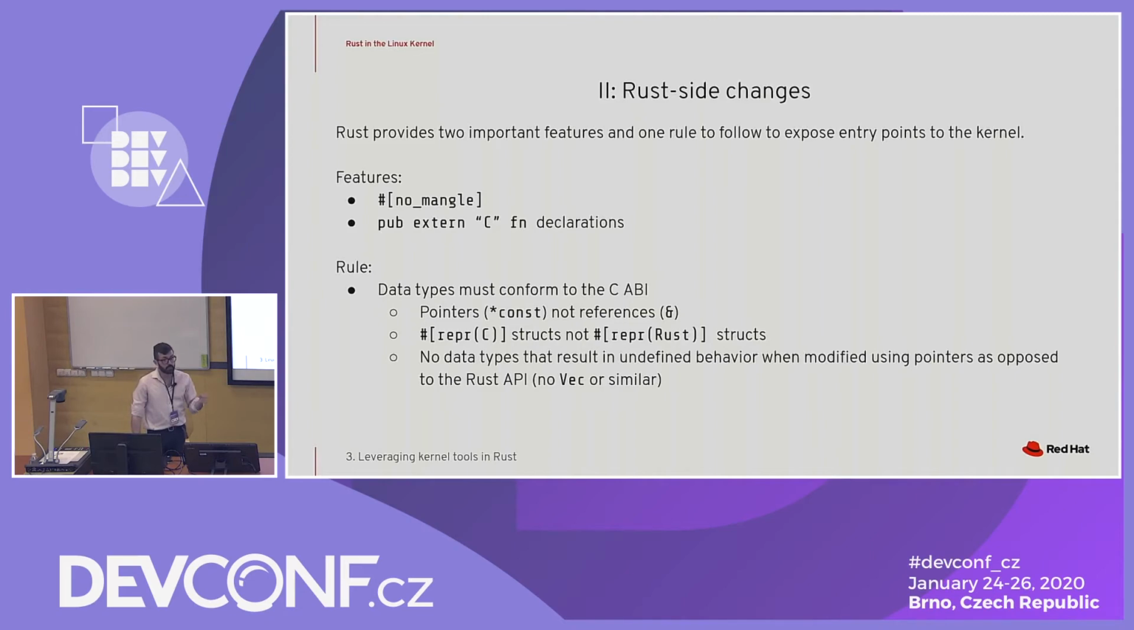As for Rust side changes, we'll have to make two specific changes that are really important here. One is going to be an attribute that we attach to the functions for entry points, that is no mangle. And one is going to be just declaring this as compatible with the C-ABI as an extern function. Overall, the rule is that we should keep everything compatible with the C-ABI. So for example, we're going to want to use pointers instead of references, and similar kind of C-ABI compatible data types that map directly to Rust data types, but have a little bit less information encoded.